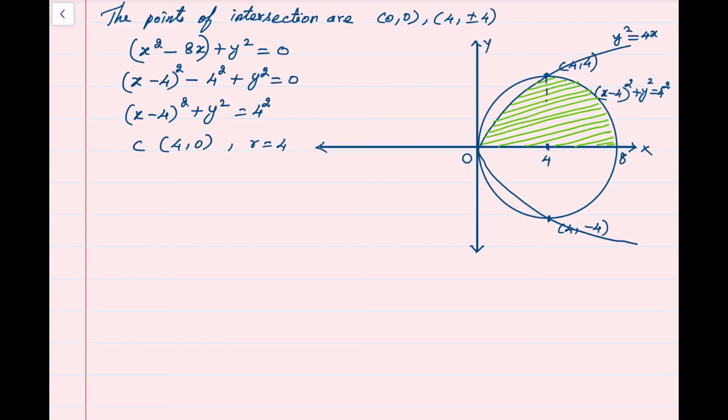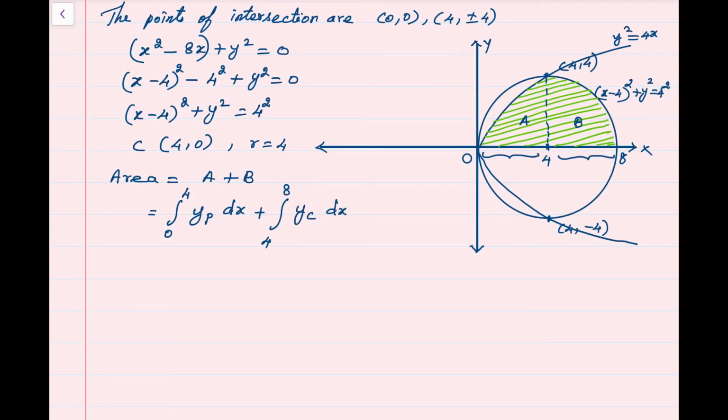The limit line is this. Therefore, the required area is area A plus area B. Area A is under the parabola between the limits 0 and 4. Therefore, it is integral 0 to 4 y of parabola dx plus B area is between the limits 4 and 8. Integral 4 to 8, area is under the circle. Therefore, y from the circle equation times dx.